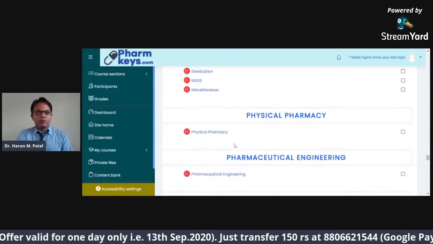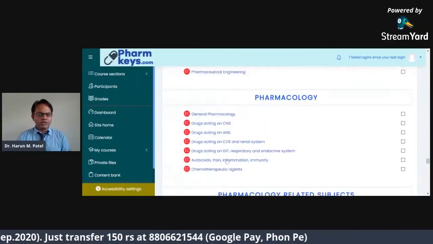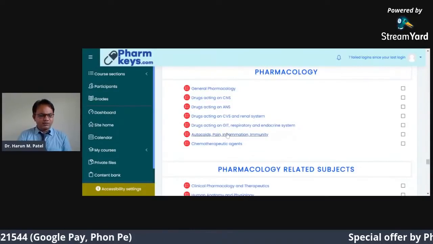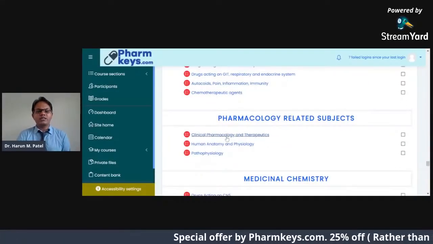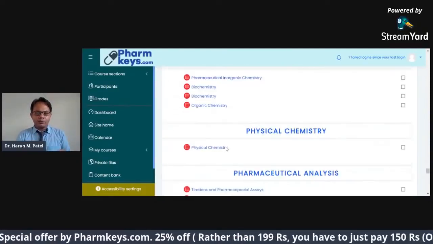So again, topic wise, you'll find physical pharmacy, pharmaceutical engineering, and pharmacology topic wise, where they have classified like general pharmacology, drugs acting on CNS, ANS. This is one of the wonderful apps, I can say, where they have properly classified the things. So this is the second portion of the database, topic wise.